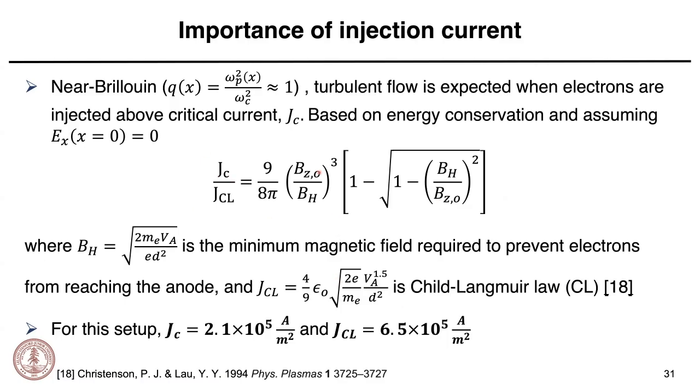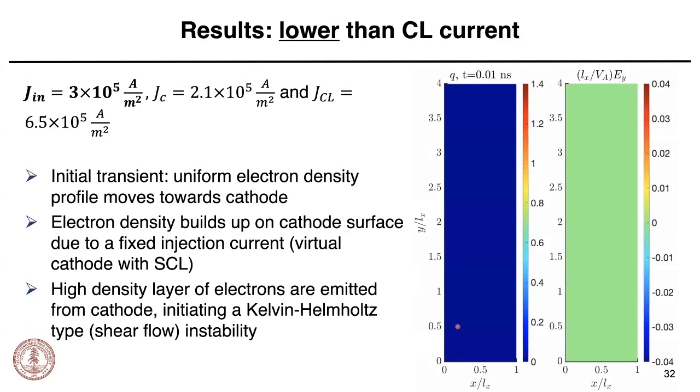So you can think of this critical current as the current necessary to reach a space charge limited condition in a cross-field diode. For our specific setup, the critical current is 2 times 10 to the 5, and Child-Langmuir law is 6.5 times 10 to the 5. So I'm going to first show results with injecting somewhere in between, so 3 times 10 to the 5.